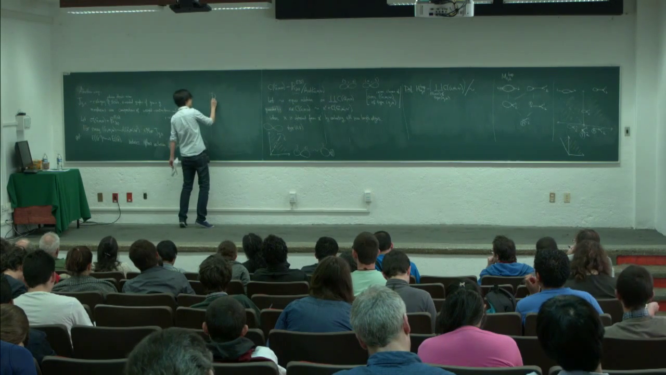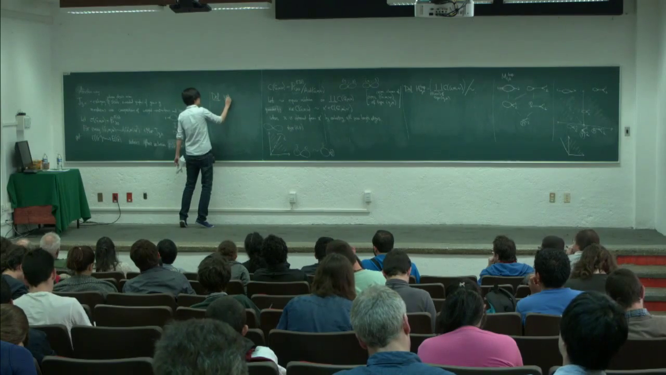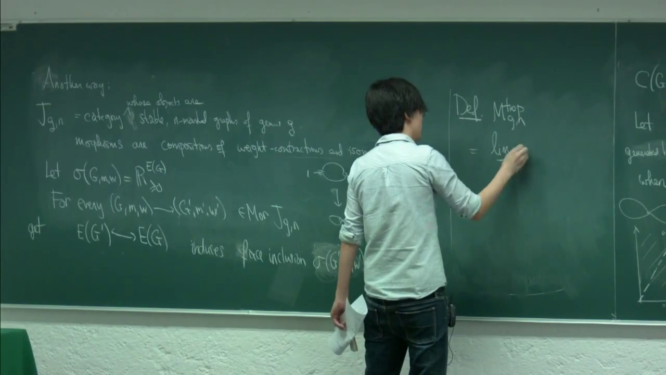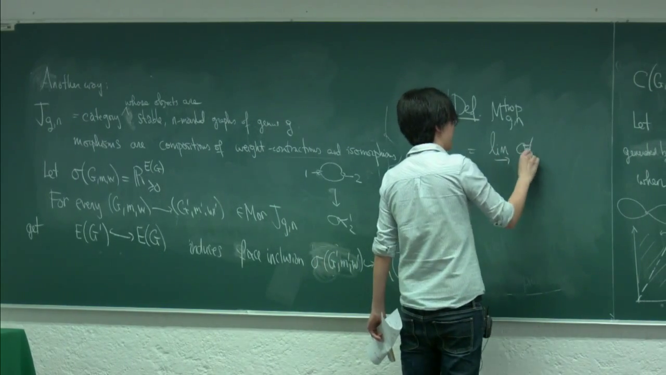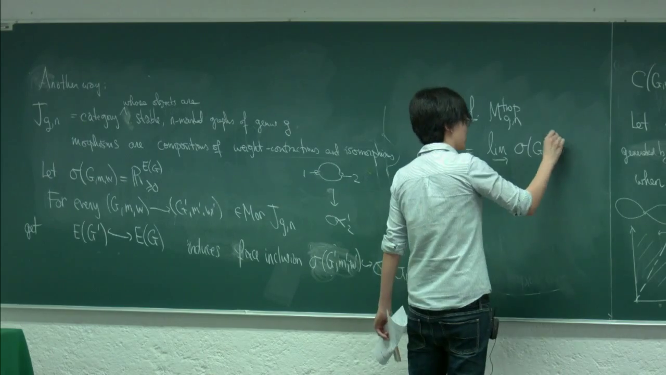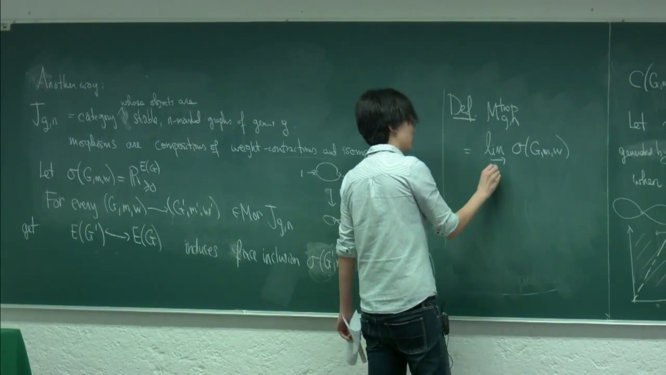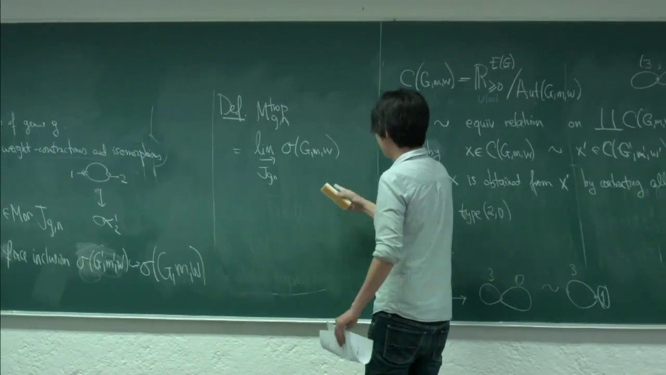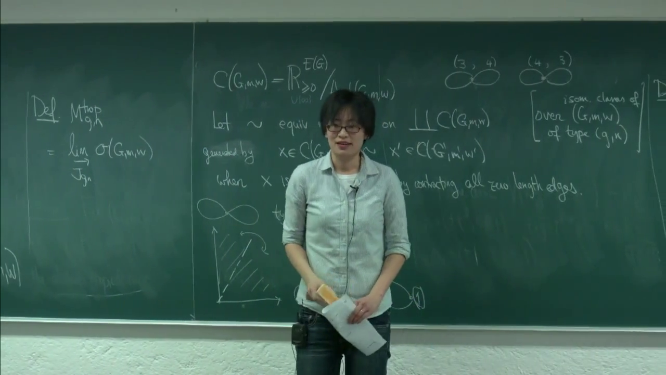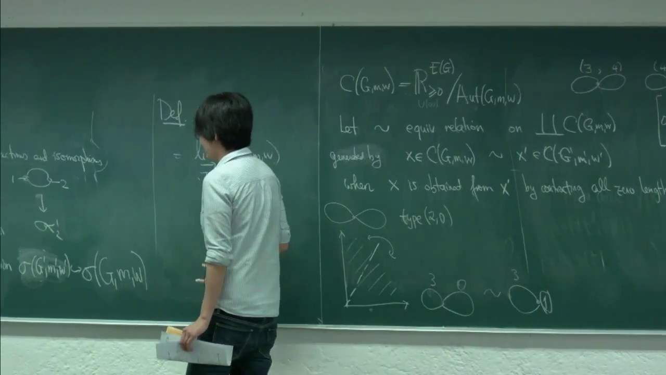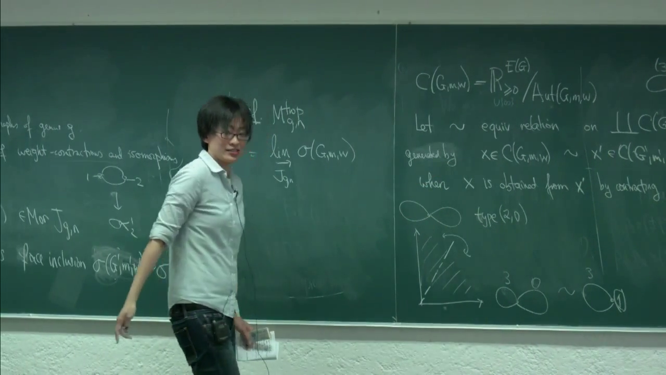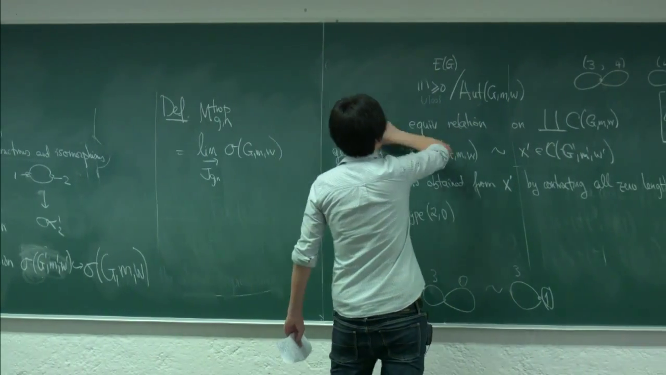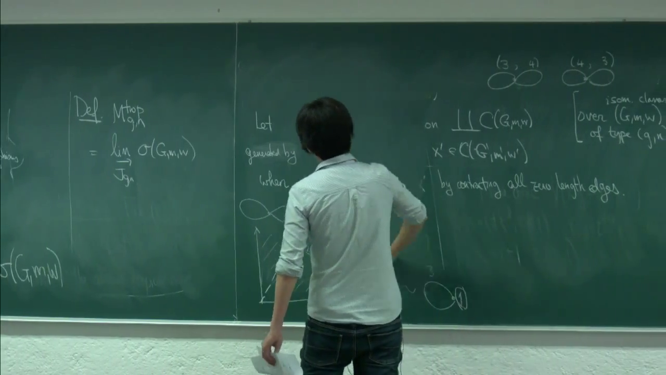And now we redefine tropical M_{g,n} to be the colimit of the sigma of G, M, W over this category. So this is the colimit over the indexing category of stable marked graphs, and this is just a slightly more natural way to talk about the construction that we just did. It's the same construction. To convince you of that, I'll draw another cartoon.